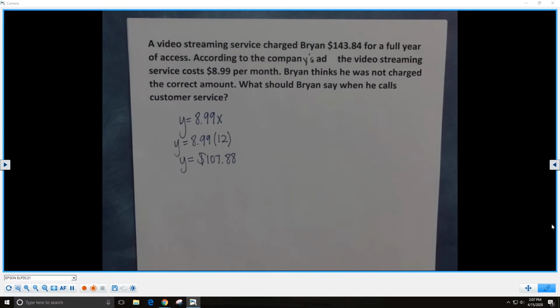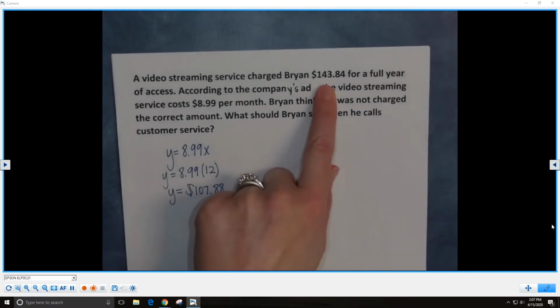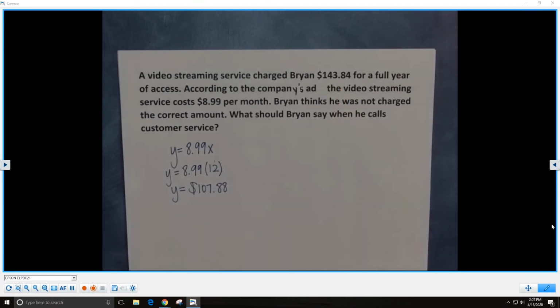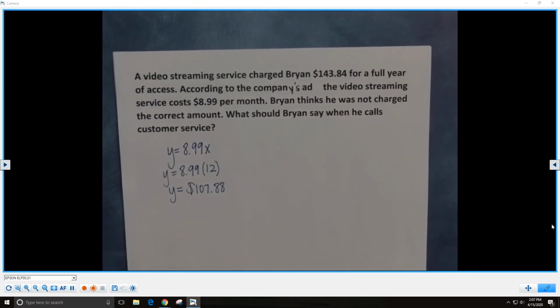Yeah, it means that Brian should have been charged $107.88 for a year of streaming services, but he was actually charged $143.84. So what should Brian say when he talks to customer service? Yeah, he should definitely ask for a refund, but how much of a refund should he ask for? Can you please calculate Brian's refund now? I'll pause while you do that.